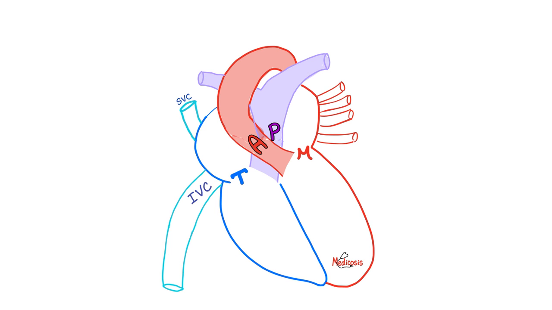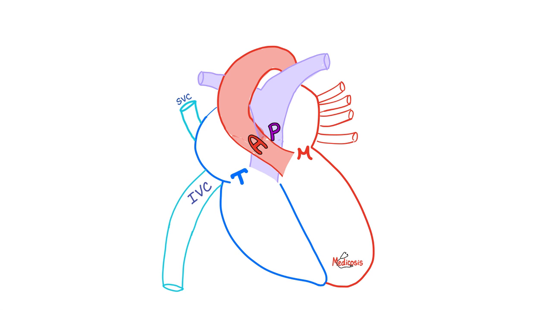Back to the heart, let's talk about the 4 chambers: right atrium, right ventricle, left atrium, left ventricle. Let's talk about the valves. Between the left atrium and the left ventricle, we have the mitral valve. Between the right atrium and the right ventricle, there's the tricuspid valve. Between the left ventricle and the aorta, there is the aortic valve. And between the right ventricle and the pulmonary artery, there is the pulmonic valve.